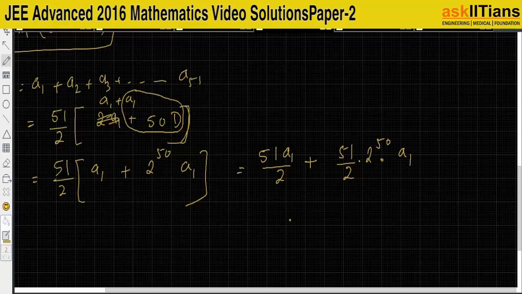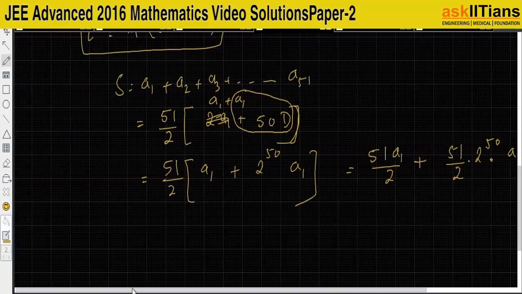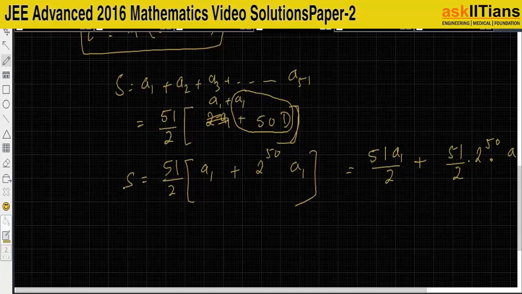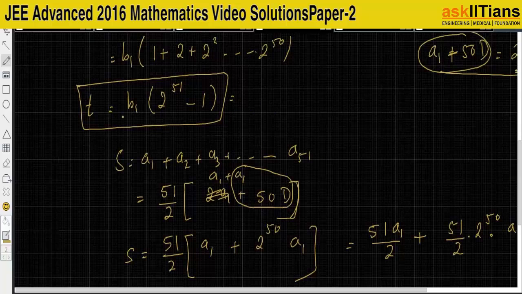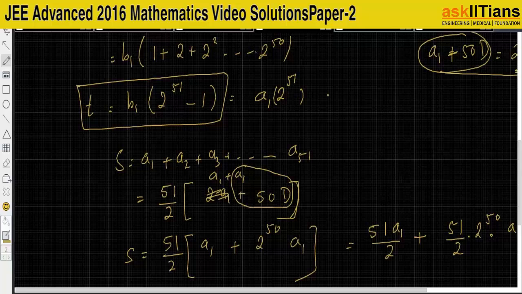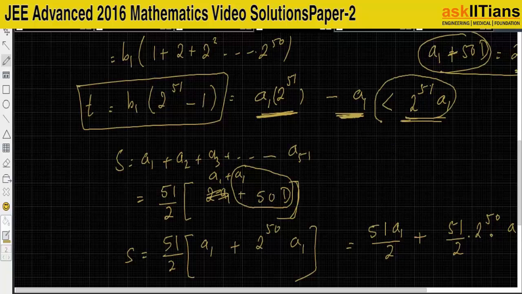I'll get this. So look at these two equations. This is nothing but small s, and this is t. So from here we can see what t is. T is, and b1 is equal to a1, so I can say this is a1 times 2 power 51, and minus a1. So I can say that this term is lesser than 2 power 51 into a1, because I am subtracting something. It will be lesser than this term because I am subtracting something. So t is lesser than this.